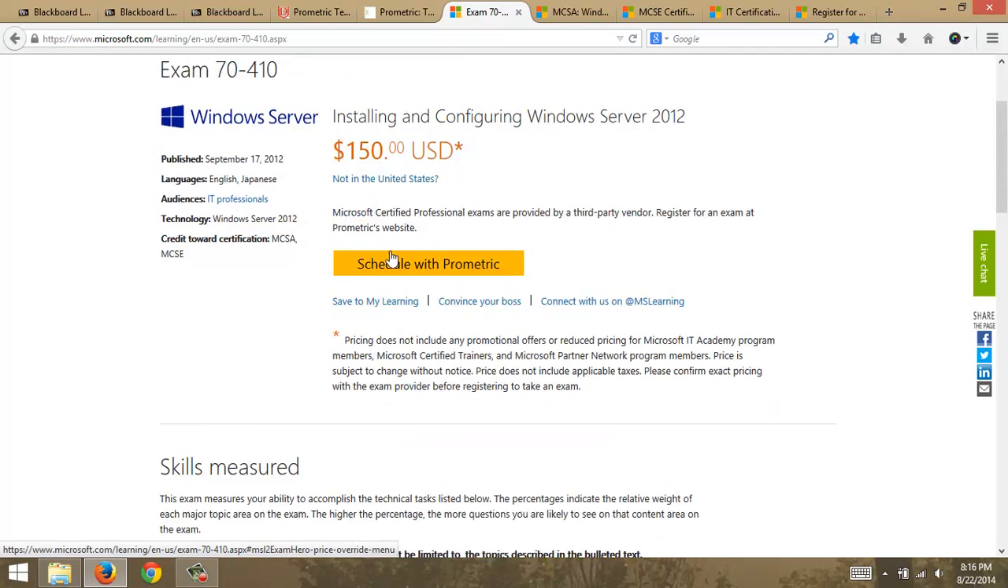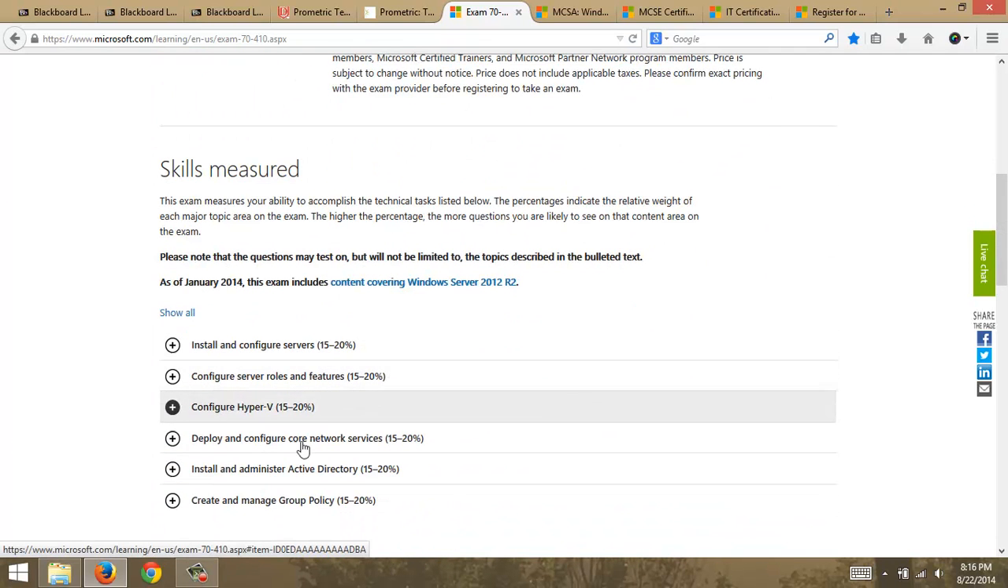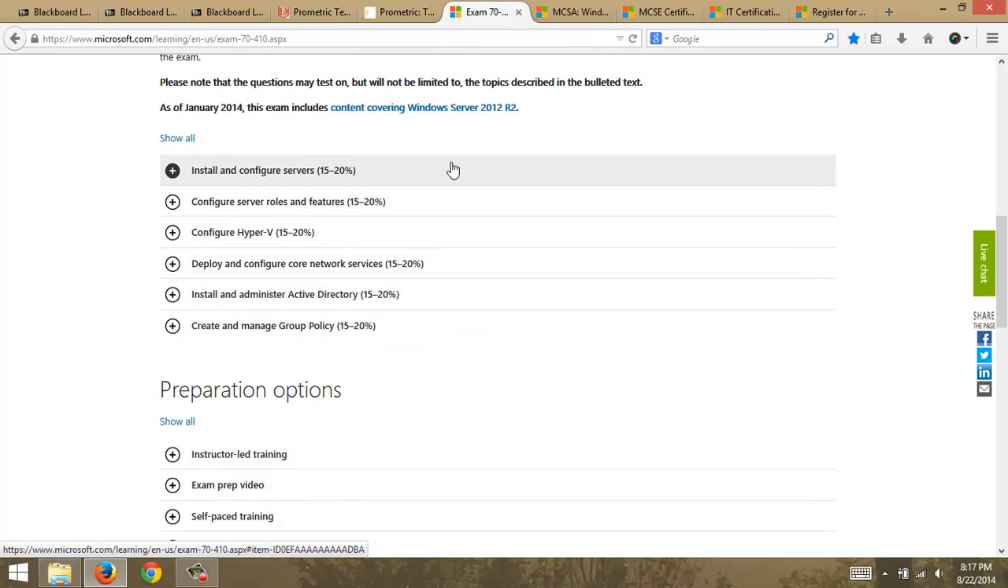So we're looking at this specific test. These are the skills that are measured, and you'll note that as of January of this year, it covers all R2 information, release 2. So this information that we are learning should be valid for at least 3 years, and should be the most popularly used Windows server because it is the most current. Usually every few years they'll do an upgrade, maybe every 3 or 4 years. So you should be good for a while.